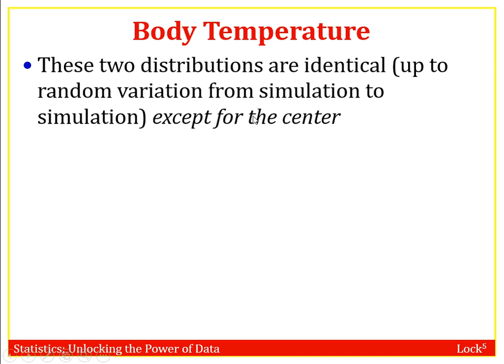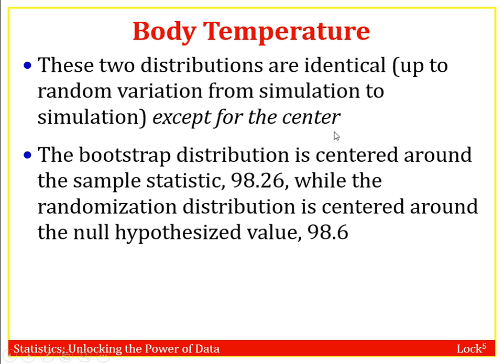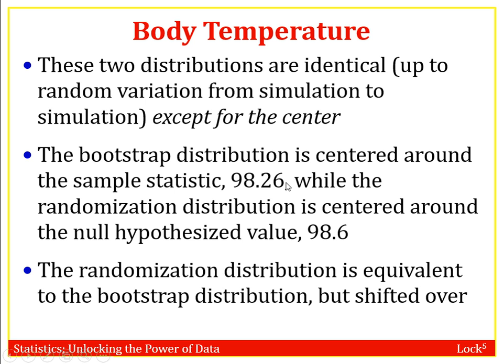Looking at this, these two distributions are identical in shape, except where our center is. The bootstrap is centered around our sample statistic, while the randomization distribution is centered around our hypothesis, our null value, our parameter from our population. Bootstrap is centered around your statistic from your sample. For the most part, they're both the same, except we're going to just take your bootstrap and shift it over to get your randomization distribution.